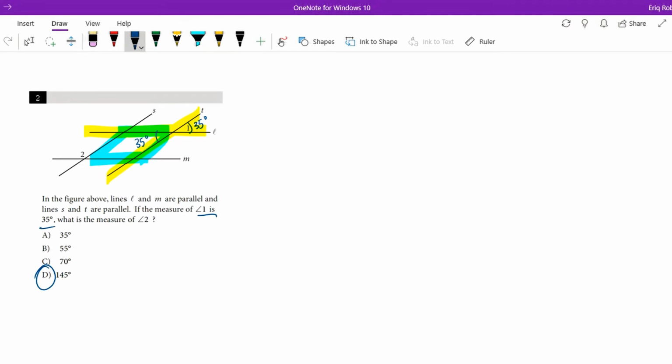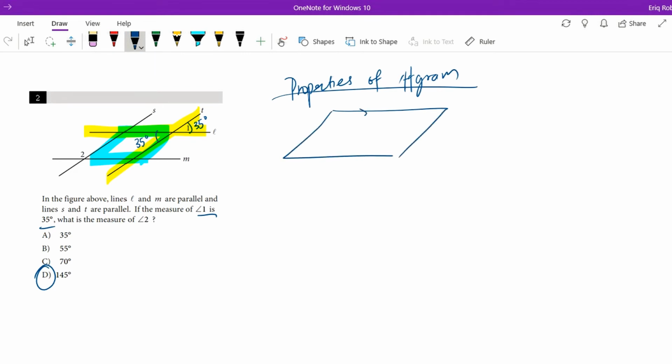What are the properties of a parallelogram? We know that for a parallelogram like this, this angle here will be equivalent to this angle here, and this angle here will be equal to this angle here. So, we can say that this one is also equal to 35 degrees.